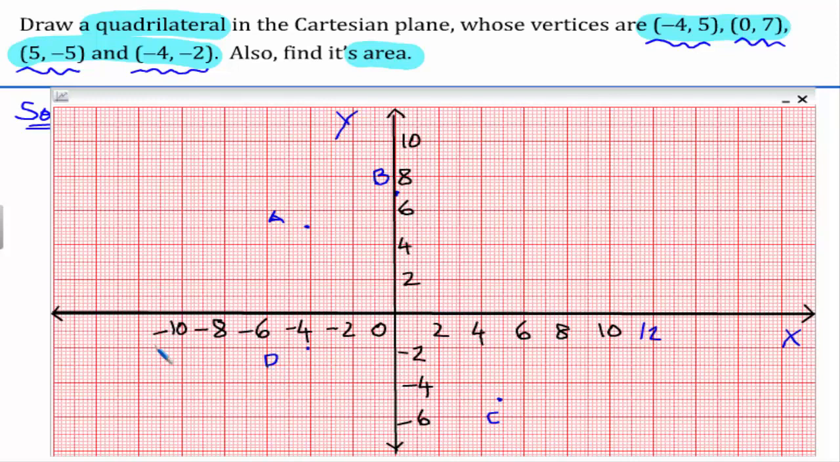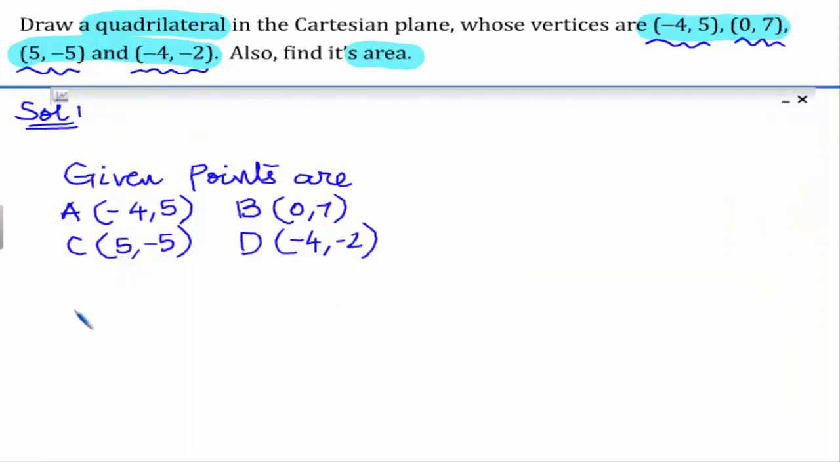This is D. Now let us join the points A to B and B to C, C to D, D to A. Here is the quadrilateral. Now we need to find out the area of this. For this quadrilateral, we will draw the diagonal either BD or AC so that the diagonal divides the quadrilateral into 2 triangles.